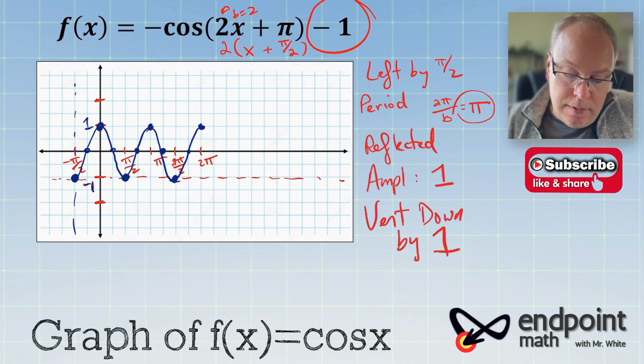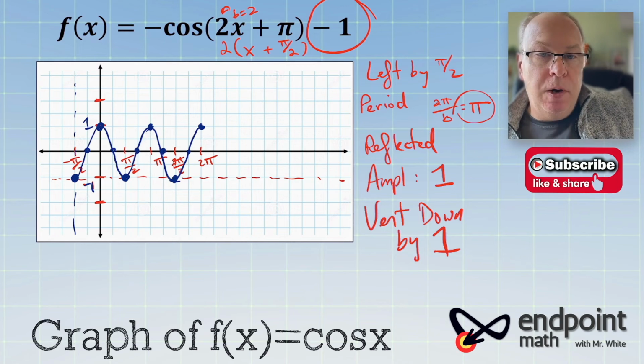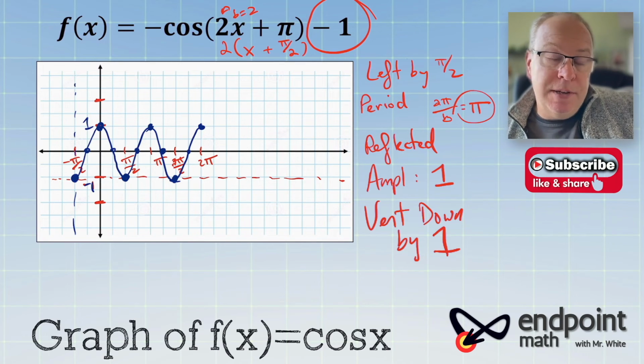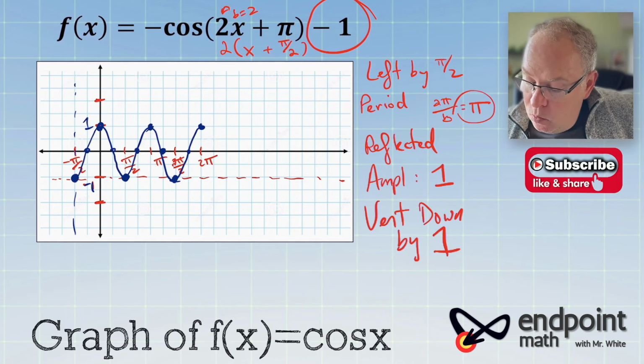You see how condensed this is. It's a very short period, only pi instead of 2 pi. So it's twice as fast, and we moved the graph over some, and it was upside down. All right, we got one more example.